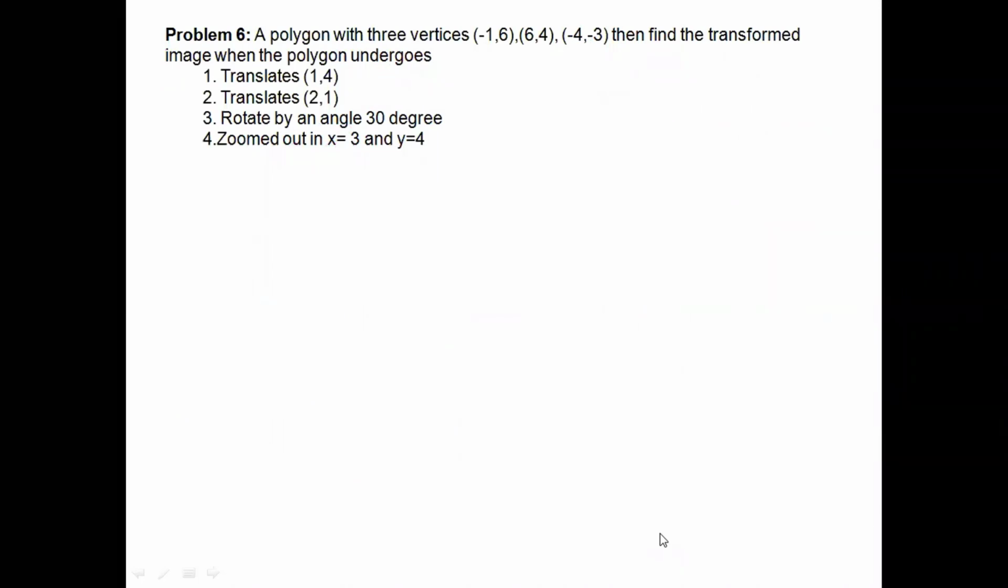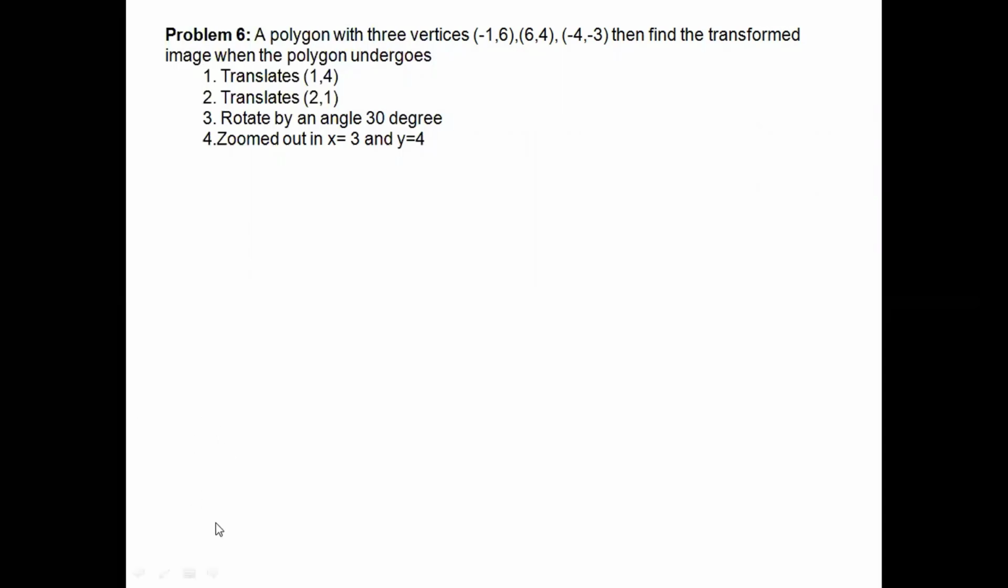This shows problem 6. Consider a polygon with vertices -1, 6, 6, 4, -4, -3, and find the transformed image when the polygon undergoes translation, rotation, then zoom out. So this problem is particularly related to composite transformation. In composite transformation, what we do, we apply the transformations one after another.